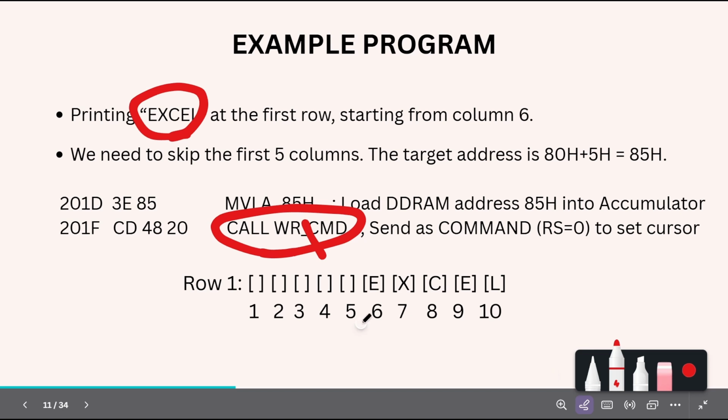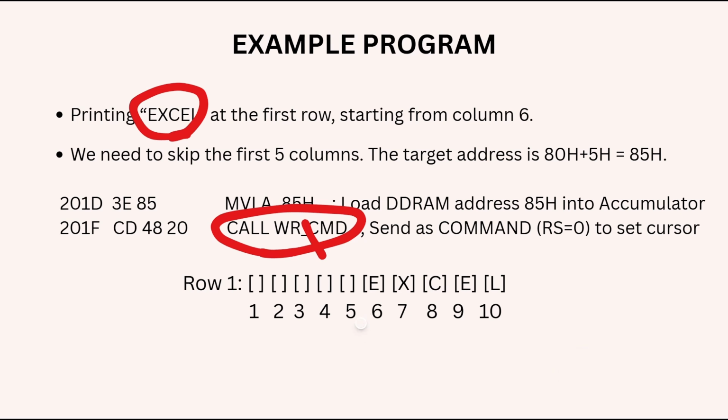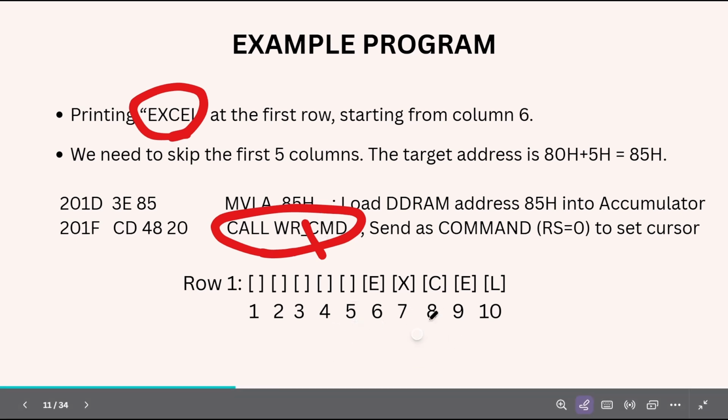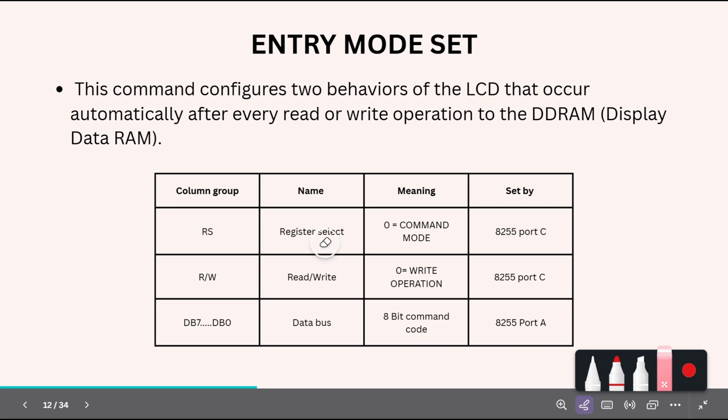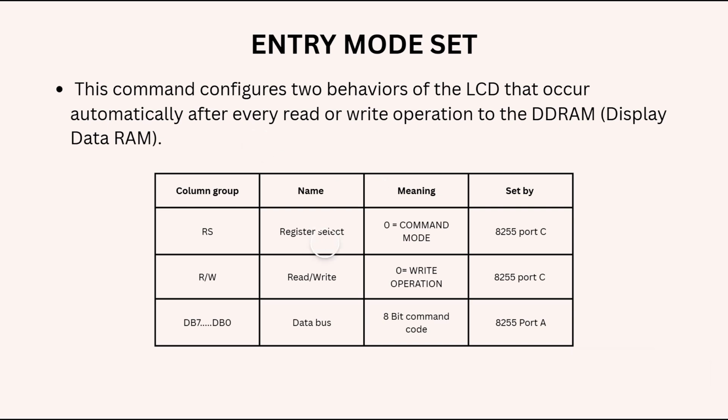So yes, after this call, the LCD's cursor is positioned. Then to actually print Excel, we have to send the ASCII code for each character by using the WR-CHAR subroutine with RS equals 1. We will look at what the WR-CHAR subroutine means in further slides. So let me first erase these. Now let's look at what the entry mode set and port mapping mean.